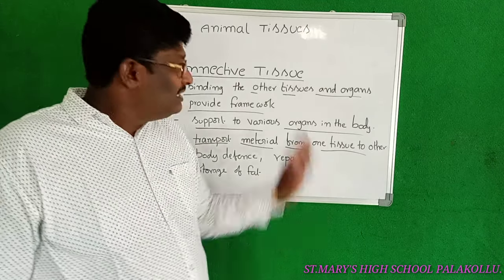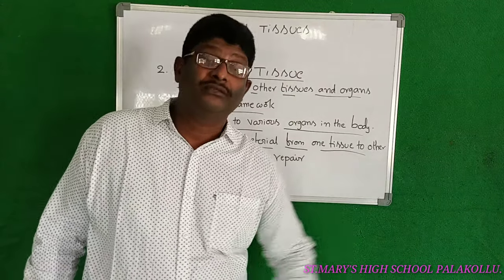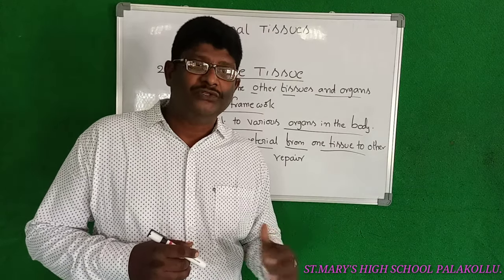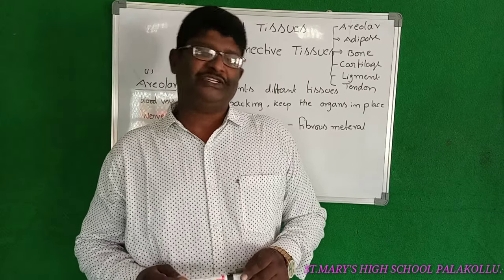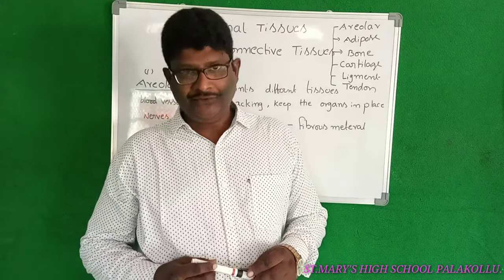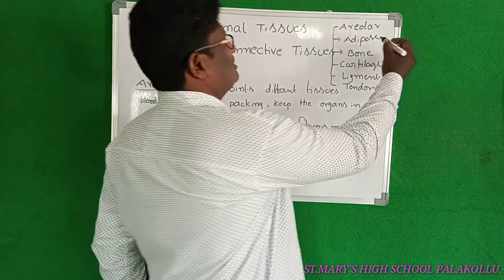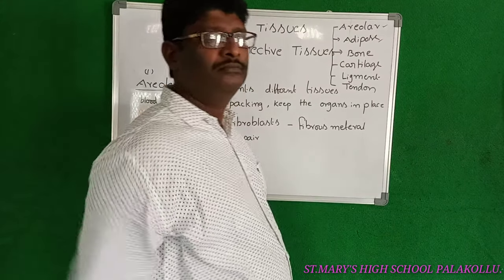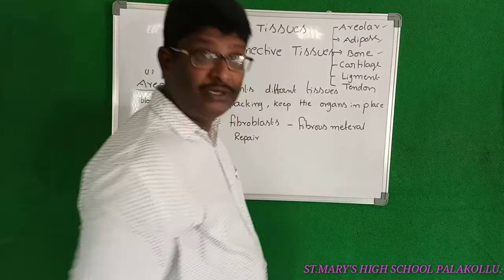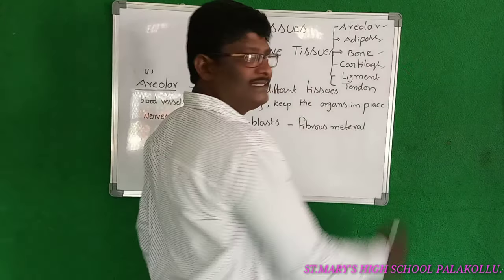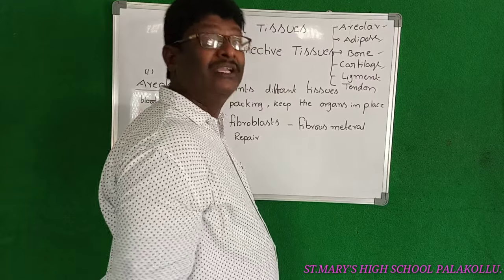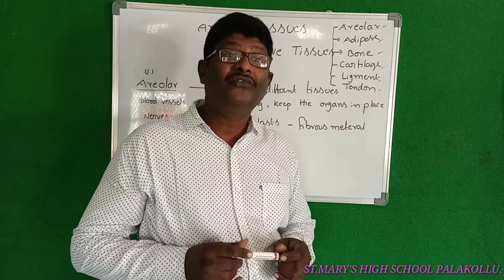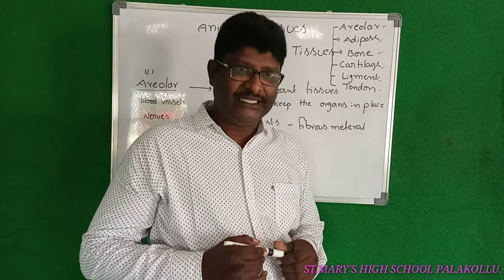So in this connective tissue, so many types are there. What are the types of connective tissue? Now we will see. Types of connective tissue. First one, areolar tissue. Second one, adipose tissue. Third one, bone. Bone is also one type of connective tissue. Cartilage, ligament, tendon. These are the six types of tissues present in the connective tissue.